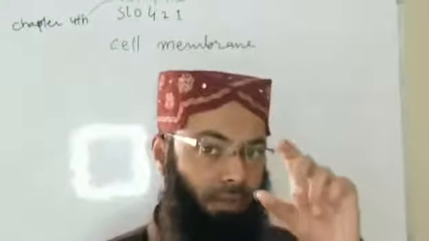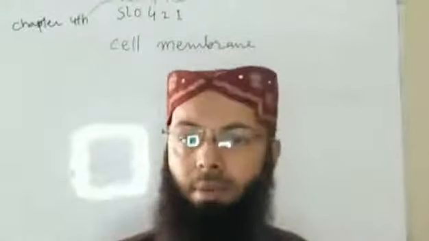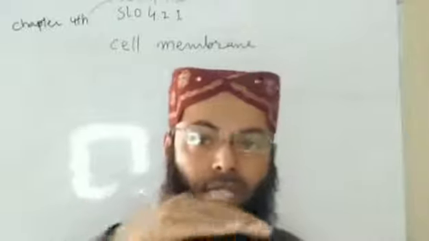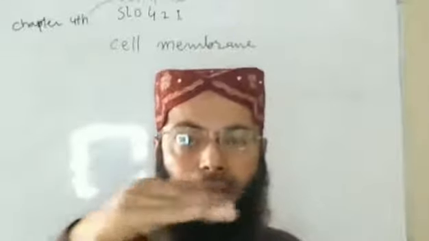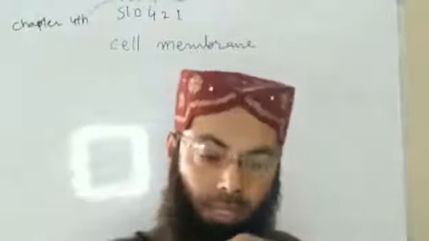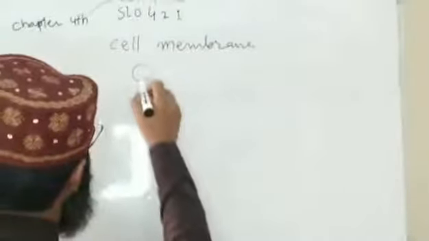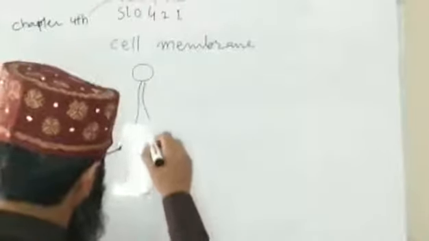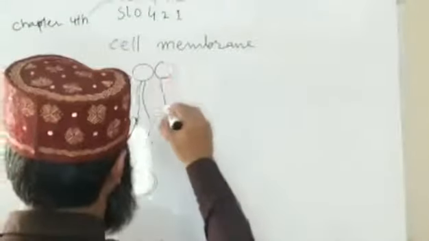So first of all, we describe the structure of the cell membrane. Cell membrane is composed of a lipid bilayer, and proteins are present in the cell membrane that float in the cell membrane, like ice floats in the ocean or water. This is the structure of the cell membrane. This is the lipid bilayer.